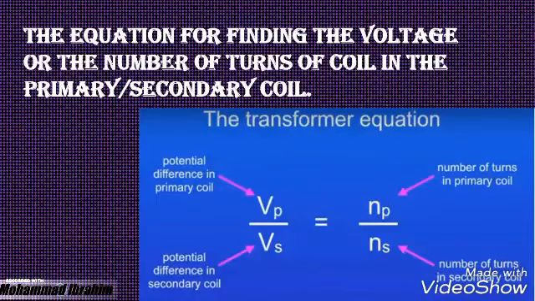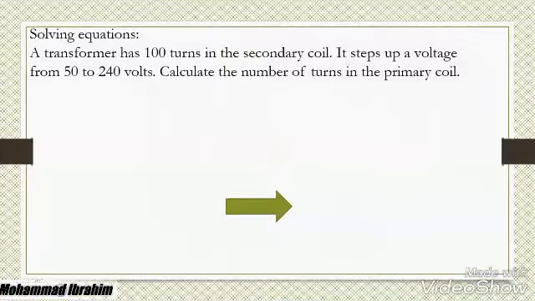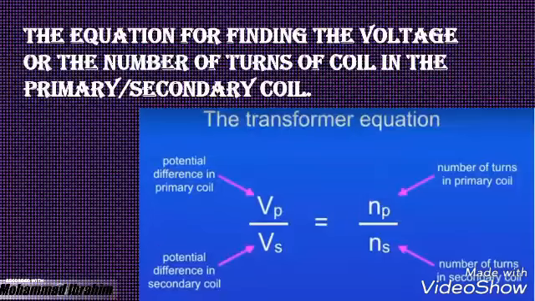This is the equation for finding the voltage and the number of turns of coils in the primary and secondary coil. This is a very important equation which always comes in the IGCSE exams. The transformer equation: VP over VS equals NP over NS. Potential difference in the primary coil, potential difference in the secondary coil. NP stands for the number of turns in the primary coil, and NS stands for the number of turns in the secondary coil. You should keep this in mind.